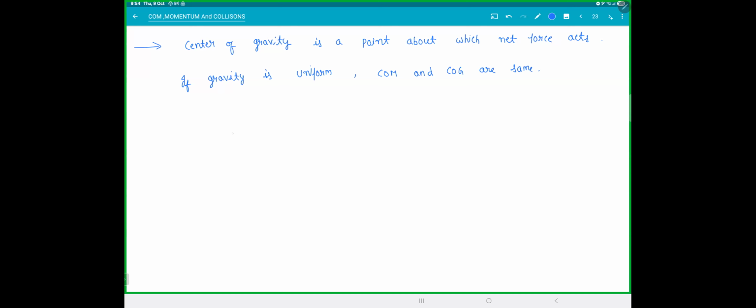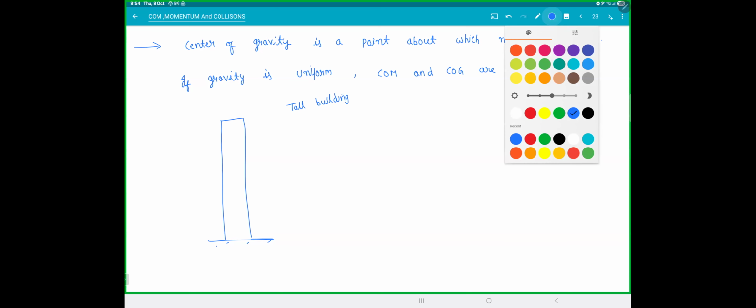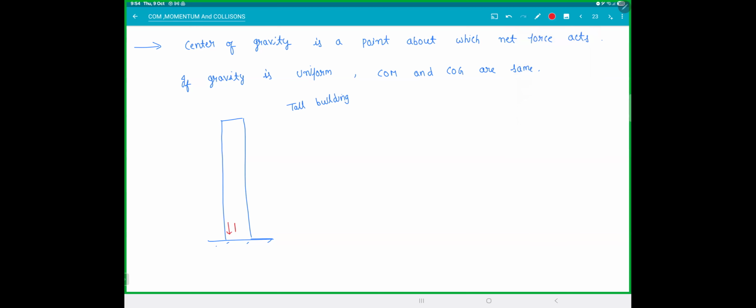Just to give an idea, if you take a very tall building, or a tall rod, so tall that we are assuming gravity is actually changing, you will notice the lower floors will experience more gravity, and the higher floors will experience less gravity. That means overall, the lower part of the building experiences more force, so this will be the center of gravity. Whereas the center of mass, because the whole thing is symmetrical, will be in the center.